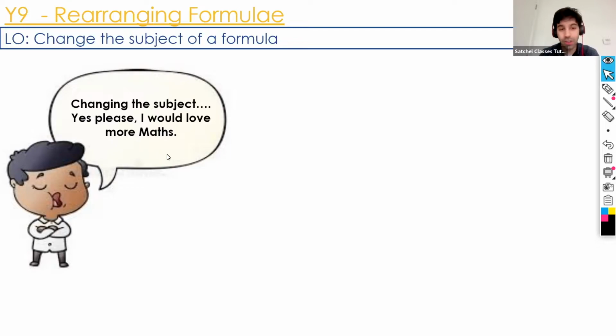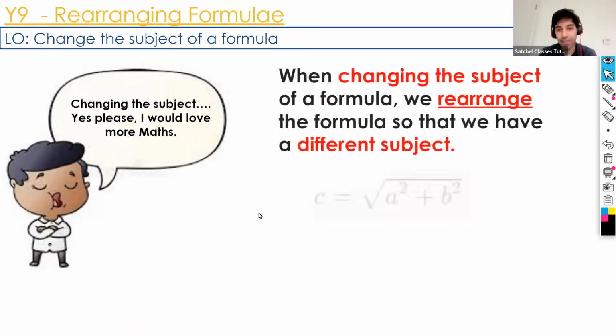Now, just starting with a joke here, we've got students saying, change the subject, yes please, I would love more maths. Now by subject, we don't actually mean a subject that you study. Subject in this case is the variable that we are trying to find.